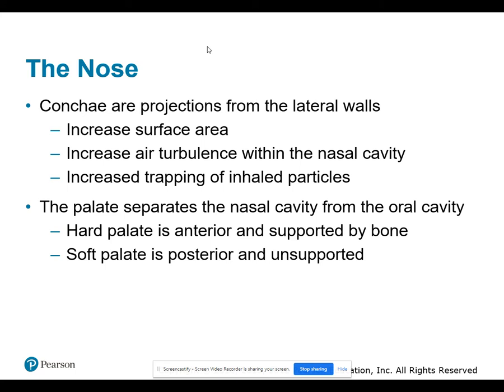Other structures in your nose include your palate. This helps separate your nasal cavity from your oral cavity, so hopefully you remember oral means mouth. Your hard palate is your anterior or your front side, so I'd say towards your front. This is supported by bone. If you actually took your finger and hit the top of the roof of your mouth, you can feel it's pretty hard from that bone, and that's your hard palate. Then you have your soft palate, and this is your posterior part. It's unsupported, it's very soft, it's very mushy, but it still helps separate.